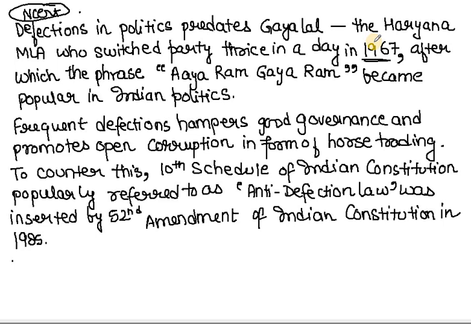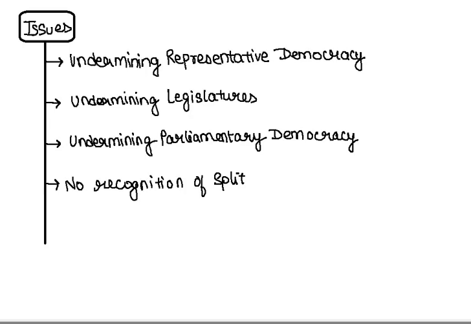And so to maintain good governance, the 52nd Amendment of Indian Constitution was done in 1985, in which the 10th schedule was added, which was known as the anti-defection law. But even then, after anti-defection law was introduced, there were issues with the anti-defection law. What were the issues? So there are various issues which are involved in this particular law. For example, there is no recognition of split in the anti-defection law.